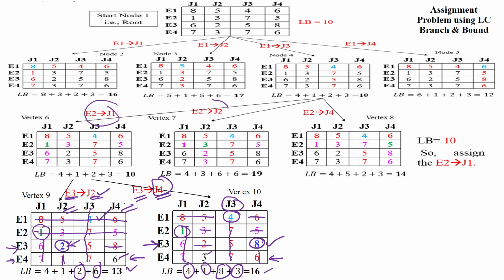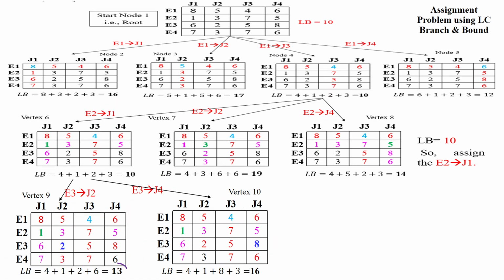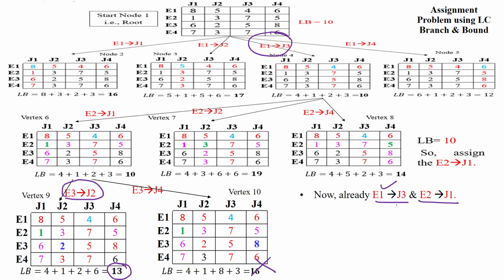So two possibilities are calculated. From the two possibilities, the minimum cost is 13. So this path is killed now, no need to explore it again. Even if you explore it, you will not get the result. So job 2 is assigned to E3. As of now, J3 is assigned to E1 in this step, E2 is assigned to J1 in this step, and now E3 is assigned to J2.